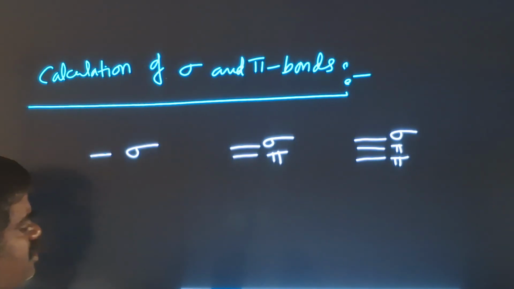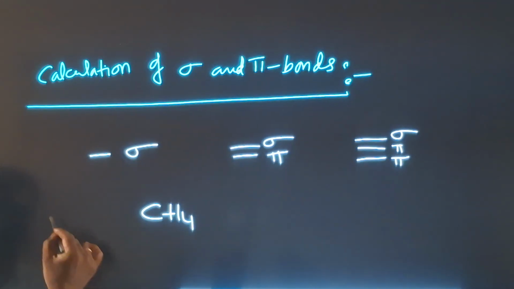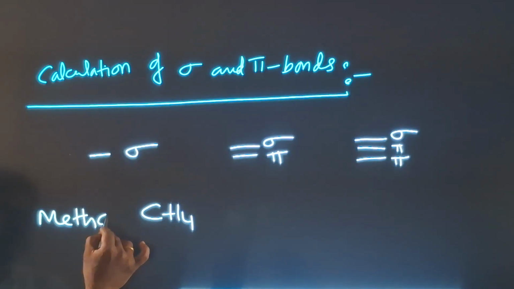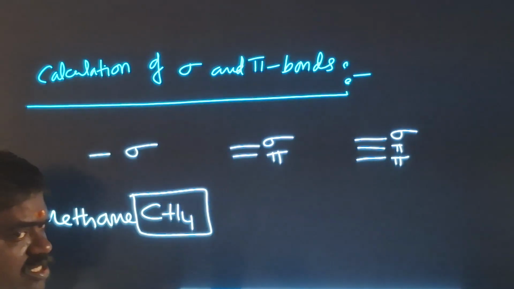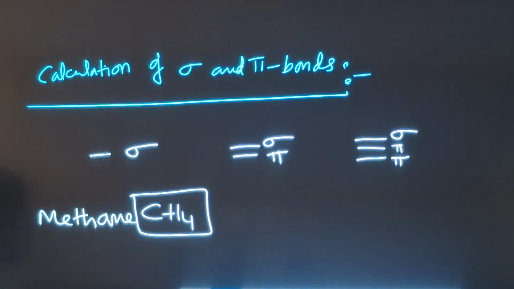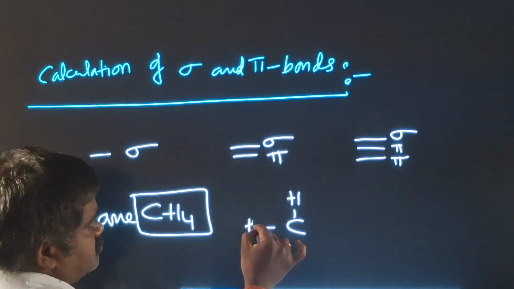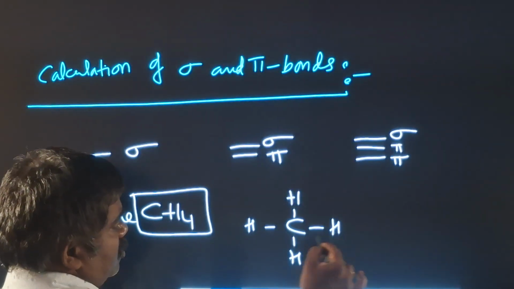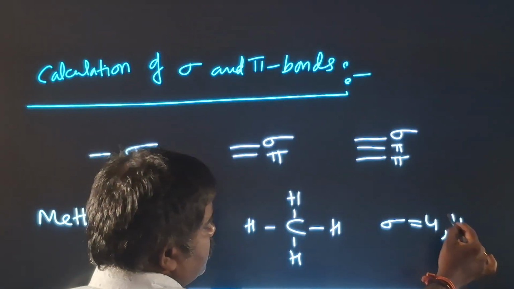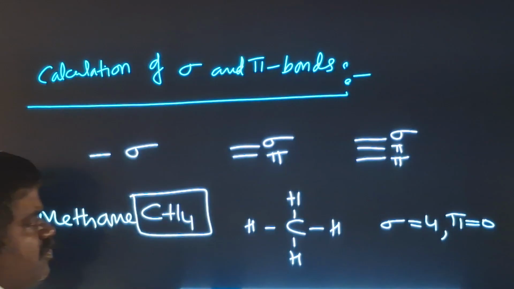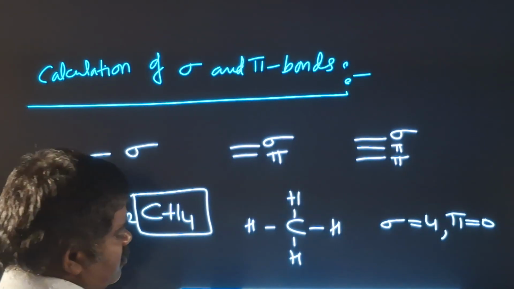For example, take CH4. CH4 is known as methane. One carbon is known as meth, and all are single bonds, so methane. How many sigma bonds are present in methane? See here, CH4, it is the structure. Total sigma bonds: 1, 2, 3, 4. Sigma bonds 4 and pi bonds 0, because there is no double bond. Methane contains 4 sigma bonds and 0 pi bonds.